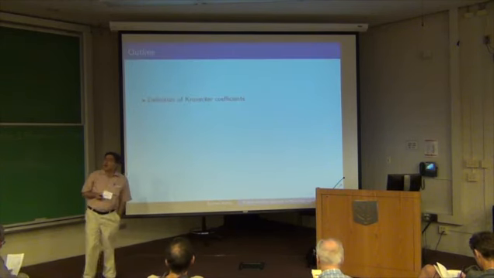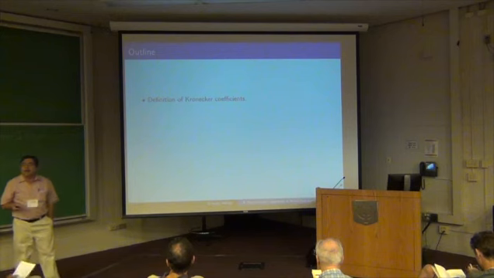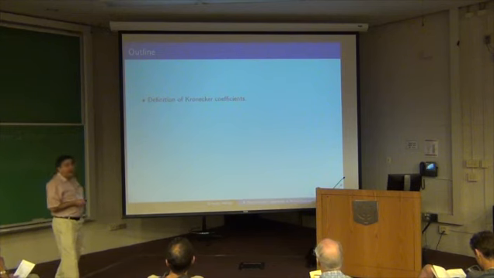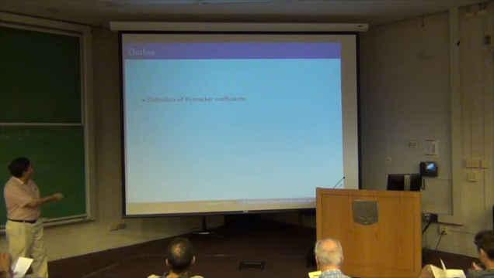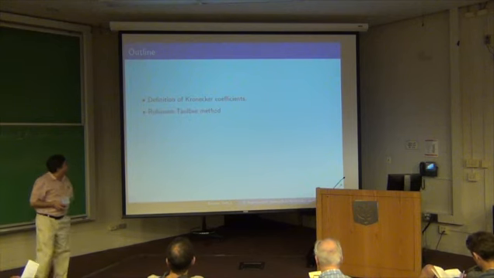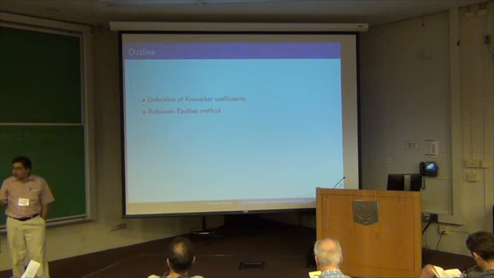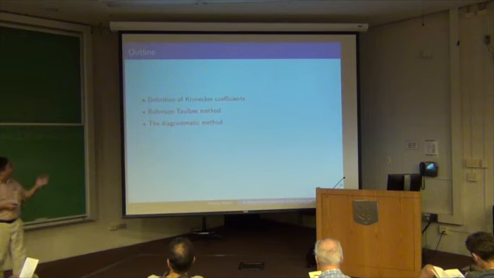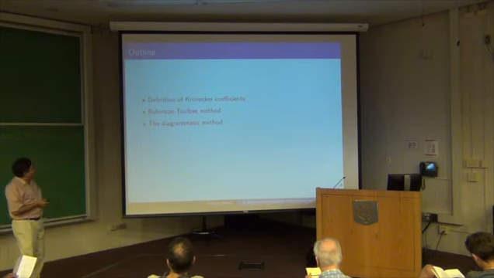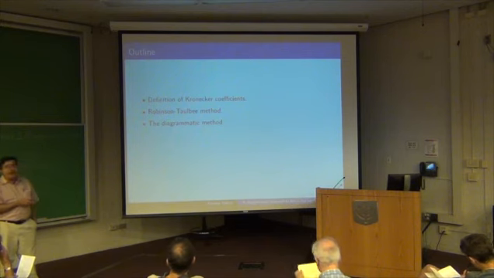I will speak about Kronecker coefficients, and this is the outline of the talk. First, I will give the definition, and then I will speak about an old method for computing Kronecker coefficients. It's 60 years old. I will explain the method, and then go to what I think is an improvement on this method, and I call this a diagrammatic method.